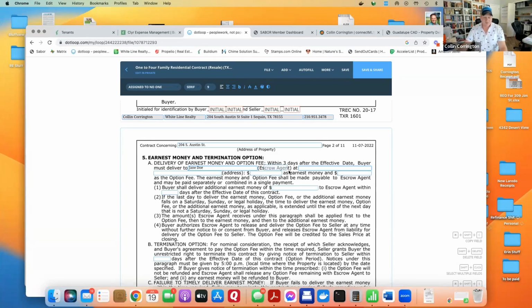If you are not closing at a title company, let's say we're closing with a lawyer's office, okay? Put the name of the lawyer. It's the escrow agent. It is the person in charge of the third party, making sure that this whole transaction happens. The next thing is their address. Where is Jane Doe's office?